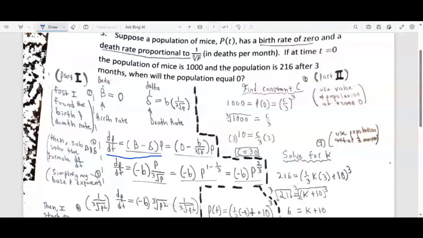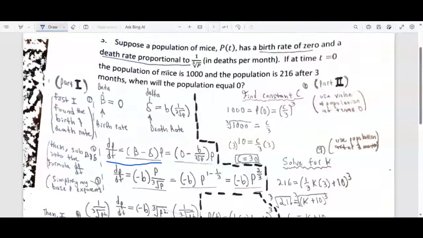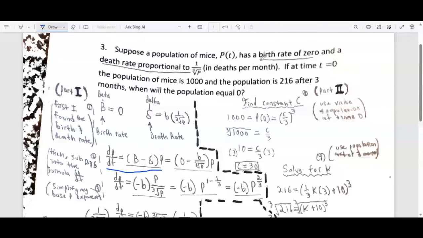With this in mind, we have a formula, so what we can do is find out what our birth rate and death rate are, and then simplify it so that we can find a general solution. But let's start from the beginning and find the birth and death rate. I did that by just reading the question. The question says P of t has a birth rate of 0. So my birth rate right here is 0.